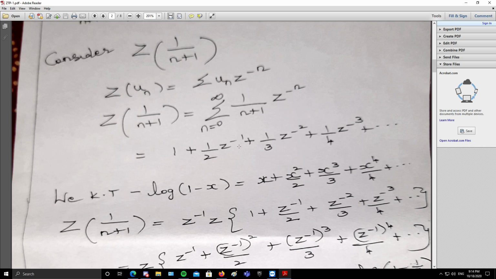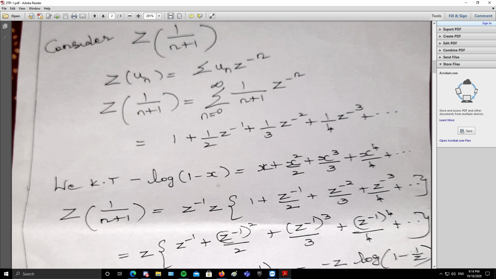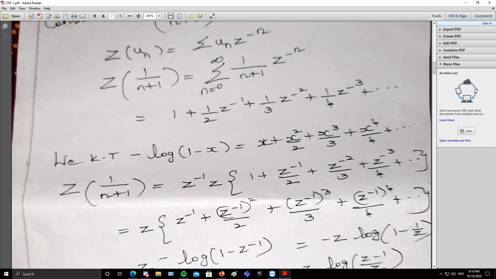When all the terms are positive, the series will be minus log of (1 minus x), which is x plus x square by 2 plus x cube by 3 plus etcetera. So observe the terms. If it is 2, x square; if it is 1, x; if it is 3, x cube. So the power of x and the denominator are the same. But here, if it is 2, the power is 1. If it is 3, the power is 2.